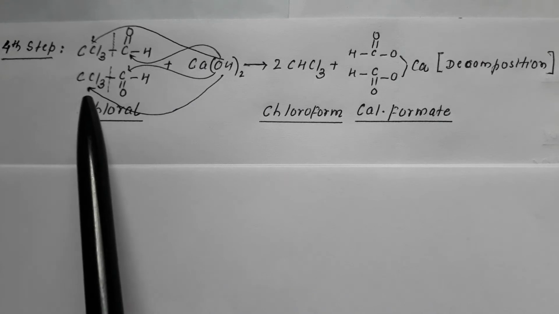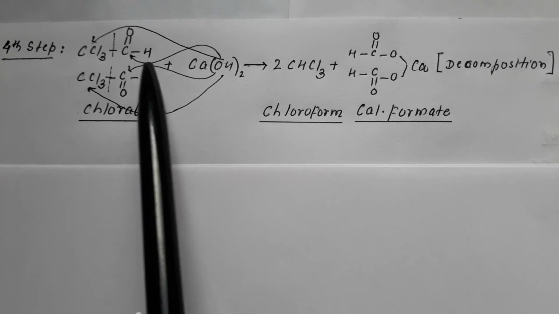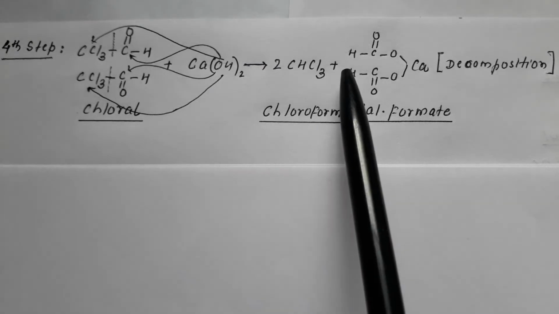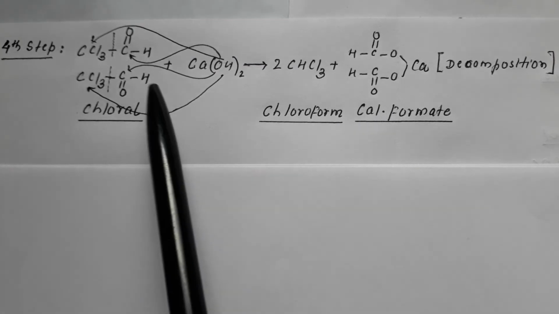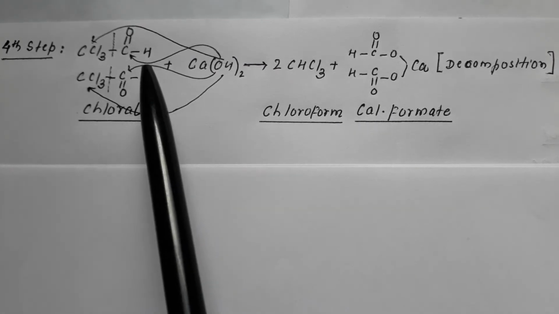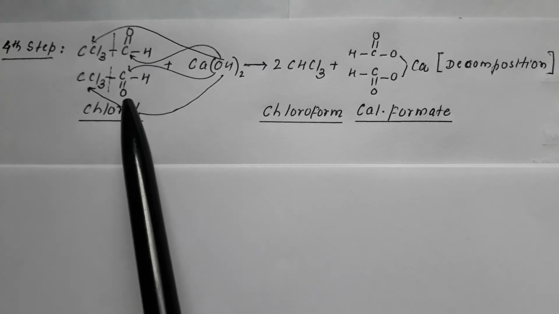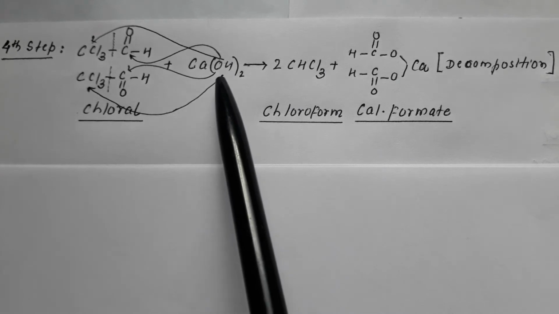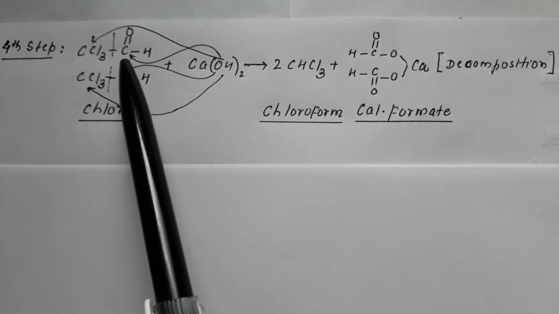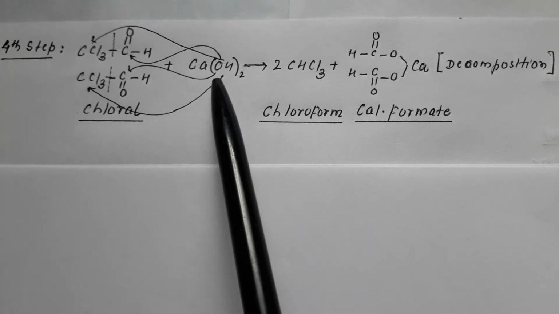CHCl3, CHCl3, 2 molecules of chloroform. Now we are left over with seven HC=O groups. Now there are 2 O. So 1 O combines with this carbon, 1 O combines with this carbon. There are 2 oxygen present.